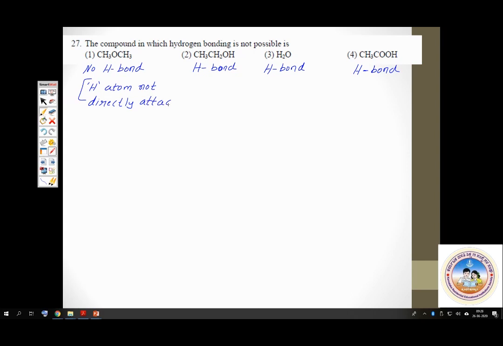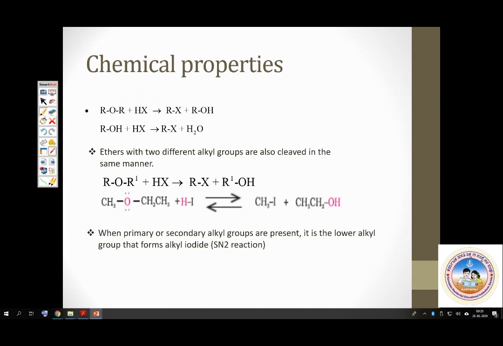Now going to the next section, that is chemical properties of ethers. Ethers are relatively inert, but they can be made to undergo reactions with hot concentrated HI, hydroiodic acid, that can cleave ethers.